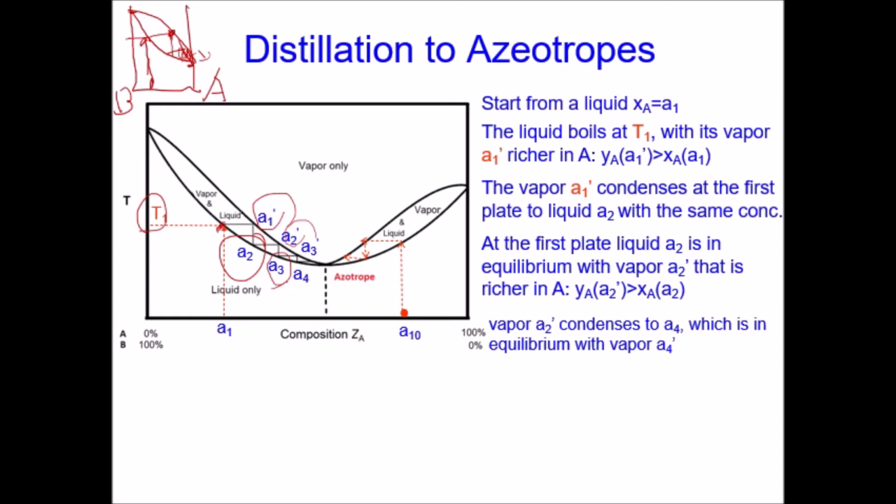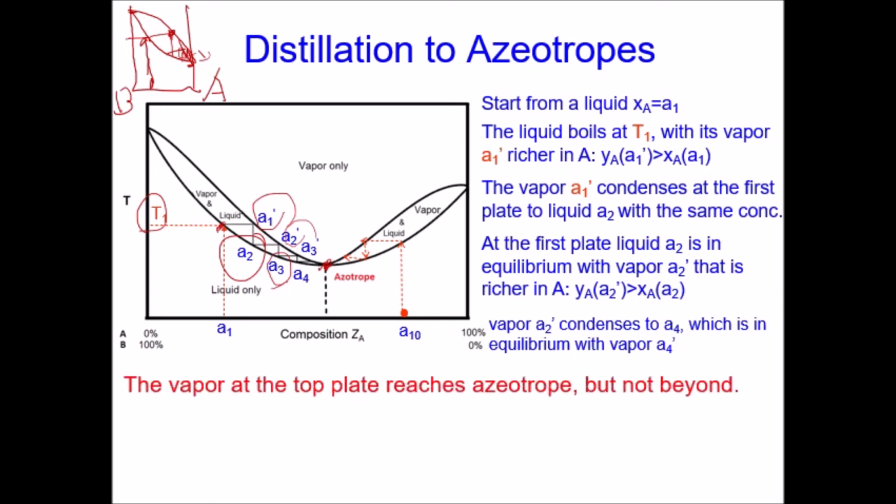No matter how many plates you have, you cannot pass the azeotrope point. Because there's a point here that the maximum you can get is approach this point. In other words, the vapor at the top plate reaches azeotrope, but not beyond.